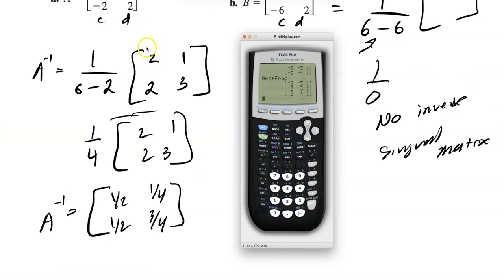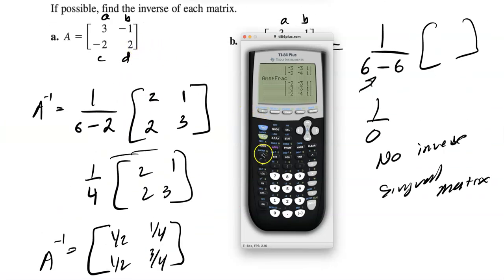So let me show you. Let's do the first one, right? This is 2 by 2. Let's do a matrix on that one. So over here, we'll do a matrix B, and we'll make that a 2 by 2. And that's 3, negative 1, negative 2, and 2. Okay, so select our matrix, matrix B, and press the inverse button. In this case, we get a decimal.